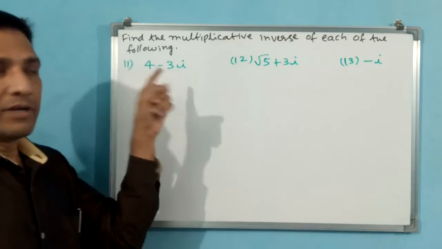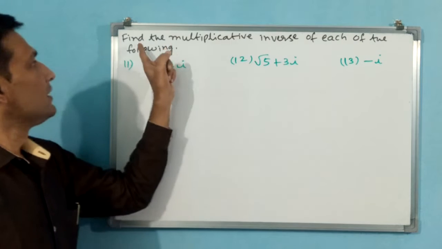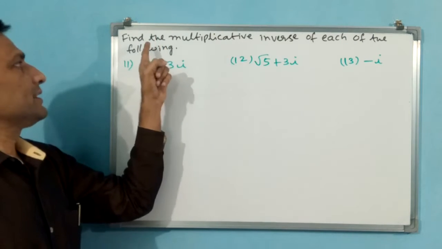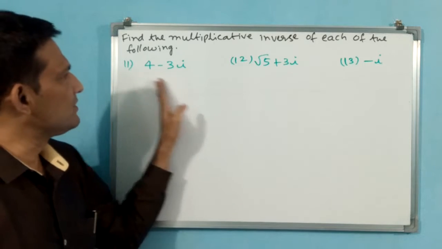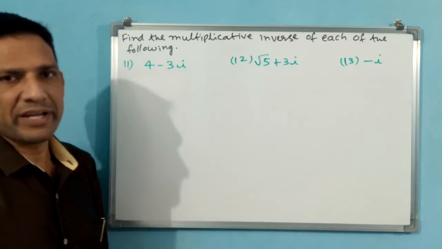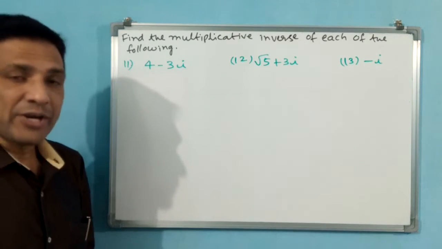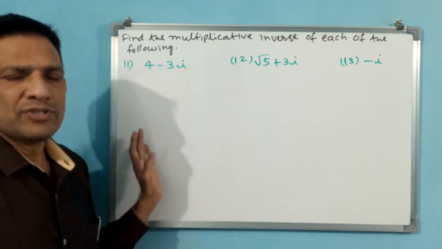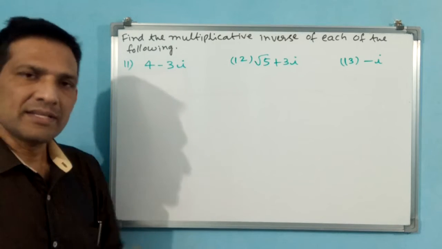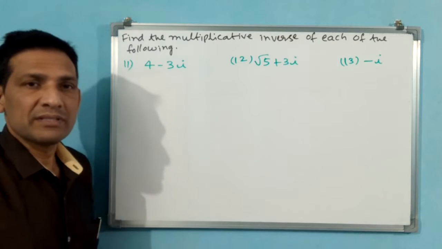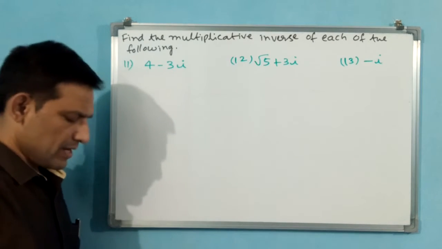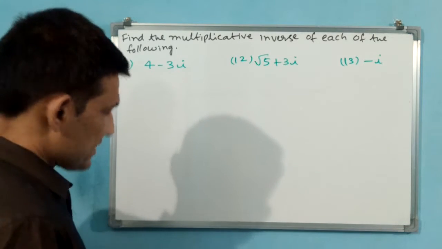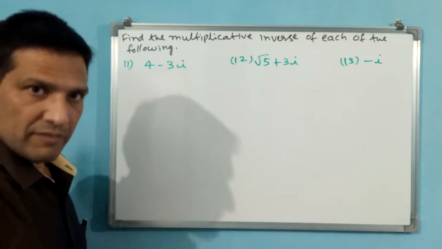The next questions, 11th to 13th, are all one type of question. What they are asking is: find the multiplicative inverse of the following. Additive inverse is easy: Z you can make minus Z. But multiplicative inverse means 1 by Z. We know very well how to write 1 by Z. Let me write the general inverse first.